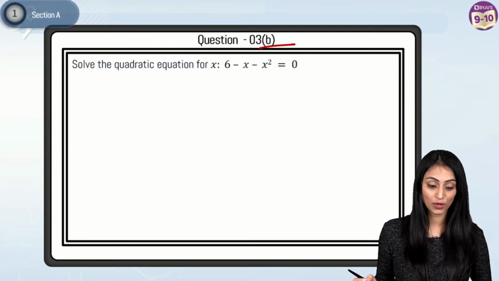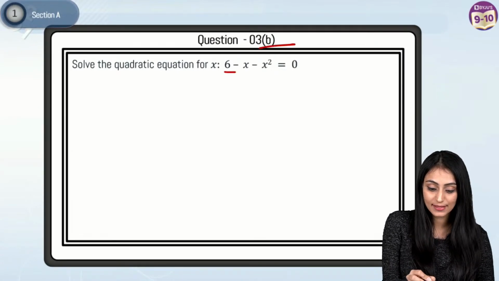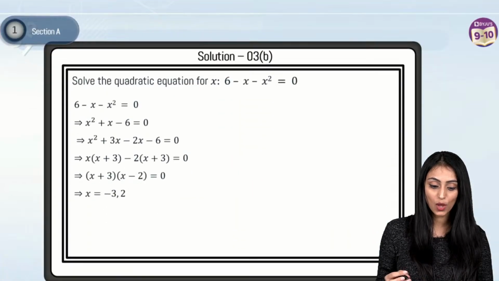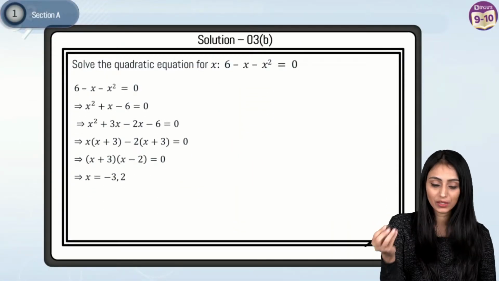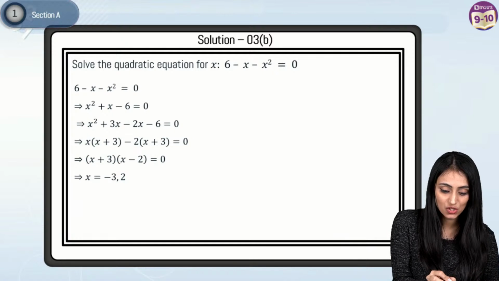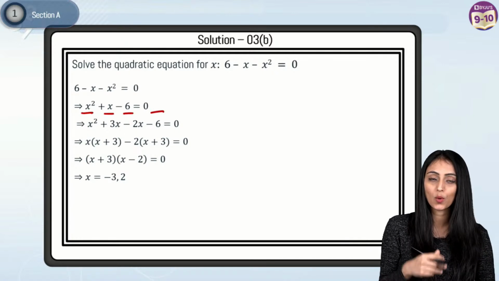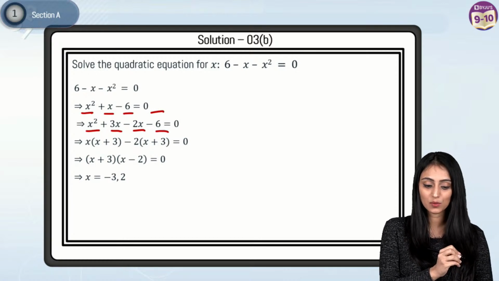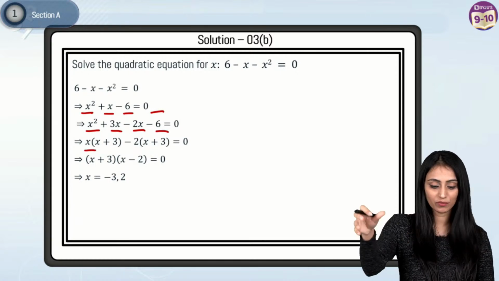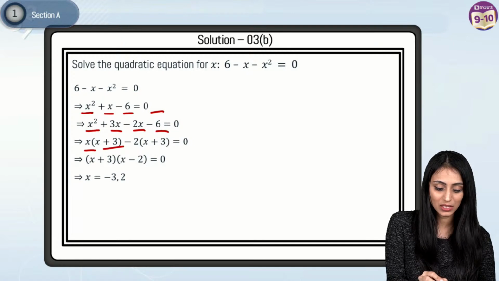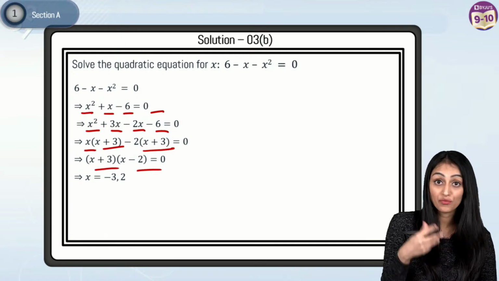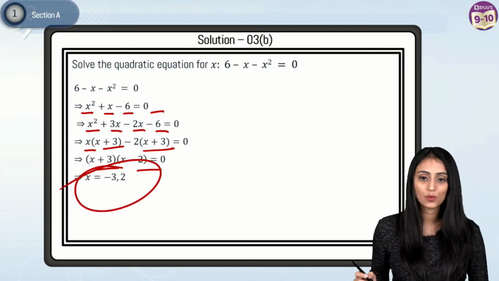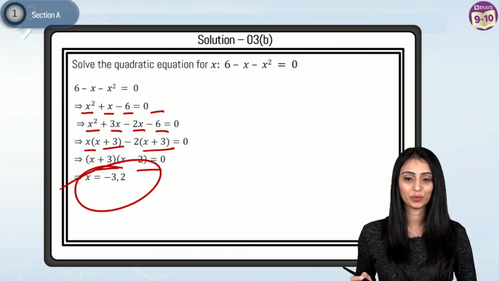This is part B of question number 3. Solve the quadratic equation for x: 6 minus x square equal to 0. So what we are doing here is first we are taking everything on the other side so that the signs get changed. x square plus x minus 6 equal to 0. And we are applying middle term splitting here. So x square plus 3x minus 2x minus 6 equal to 0. We are taking x common from consecutive terms. x times (x plus 3) minus 2 times (x plus 3) equal to 0. These are the two brackets that will form two factors basically. Then we have x equal to minus 3, 2. That would be the answer.